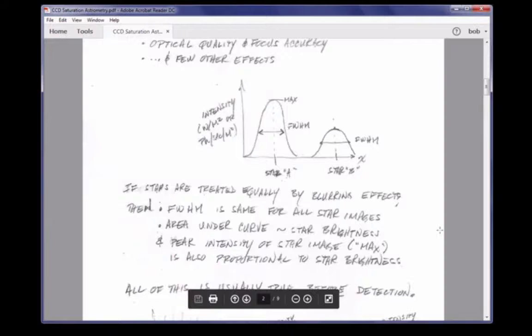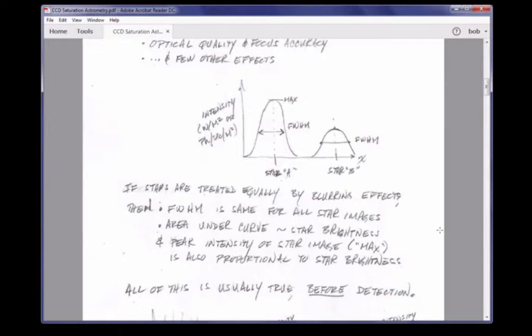So I think we've talked about if the stars are treated equally by all the blurring effects, then the full width half maxes will be pretty much the same for all stars, and the area under the curve is a measure of the brightness of the star. And if the shapes of those point spread functions are all the same, then the peak intensity is also proportional to the brightness of the star.